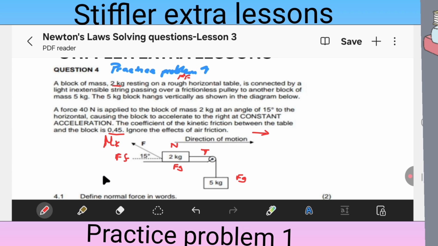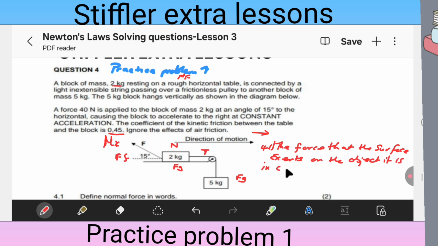Okay, so the first question, 4.1, is: define normal force in words. So what is normal force? Normal force is the force that the surface exerts on the object it is in contact with.